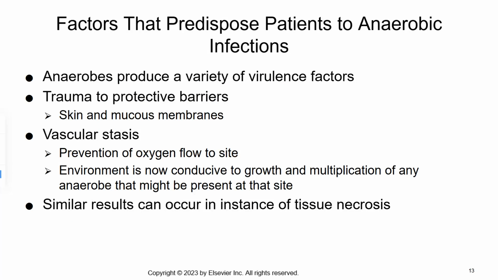Anaerobes produce a variety of virulence factors. Trauma to protective barriers allows anaerobes to enter through the skin and mucous membranes. Vascular stasis: if there's a decrease in blood flow to a particular area, then there's not going to be a lot of oxygen in that area. That creates a slightly anoxic environment, which is conducive to growth and multiplication of any anaerobe that might be present at that site. Similar results can occur in instances of tissue necrosis.